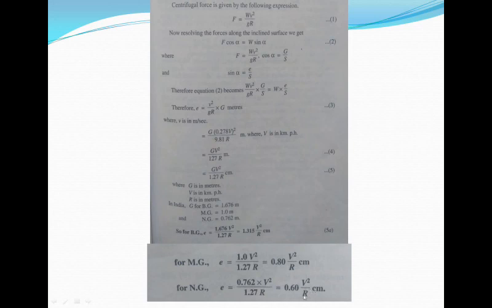So this is the relationship between the superelevation and the gauge of the track, speed of the train, and the curvature of the track. This is the relationship. This is a very important derivation from your examination point of view as well as your career point of view.